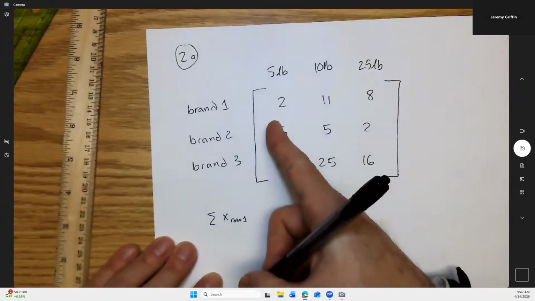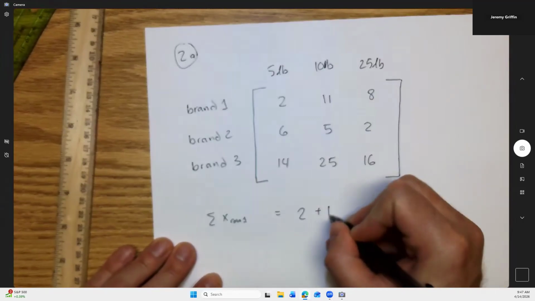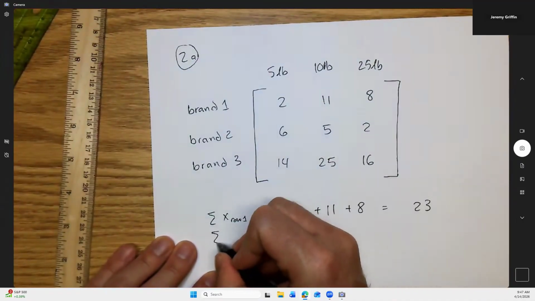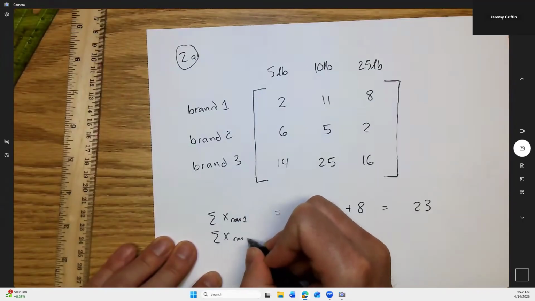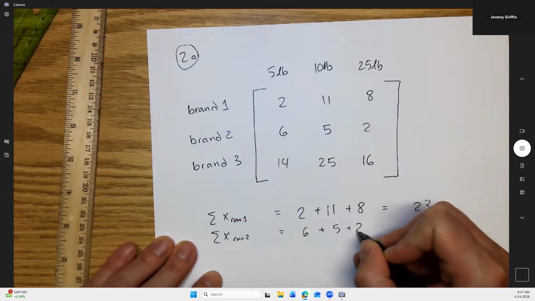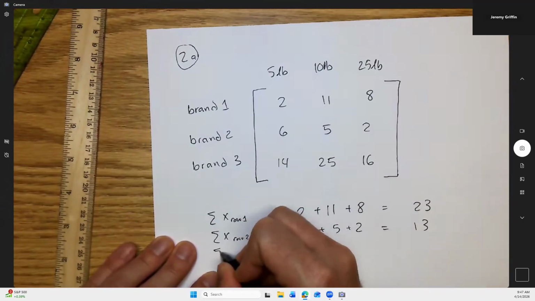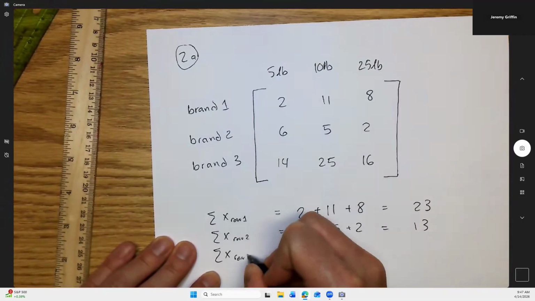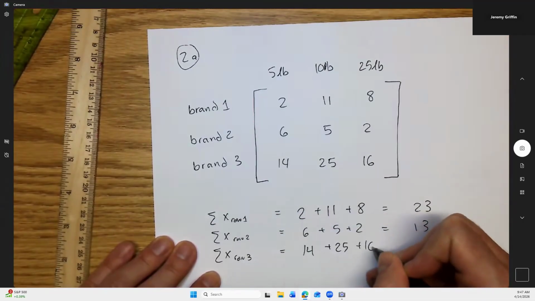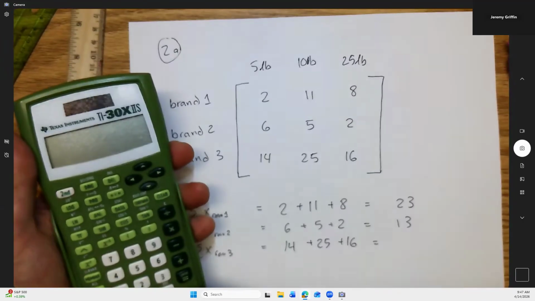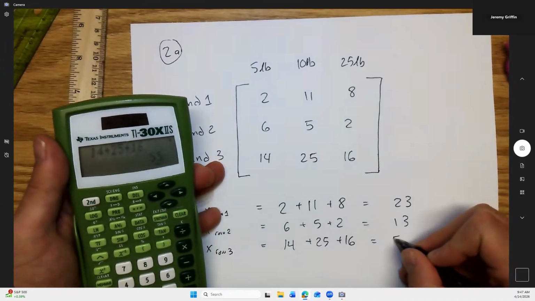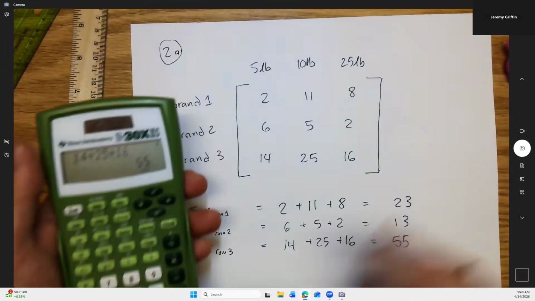Okay. Isn't that 2 plus 11 plus 8? Is that 23? Okay. The sum of the elements in row 2 could be 6, 5, and 2, which is 13. And the sum of row 3 is 14, 25, 16. Let's see, what is that? 14, 25. That's 55, right?